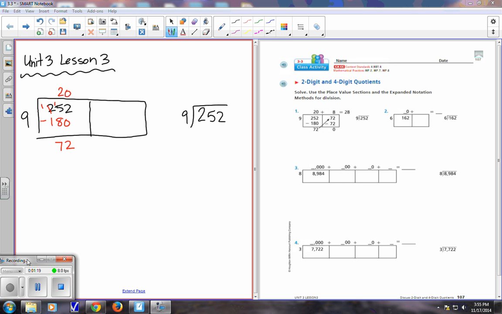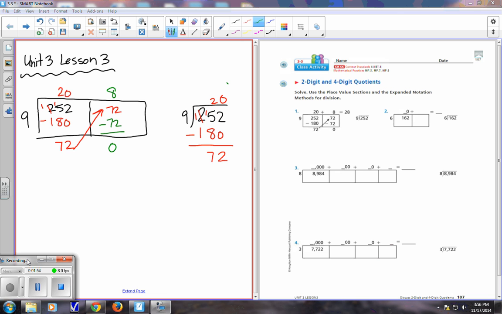Get 72. If I was doing the same thing with the expanded notation, I would put my 0 here, my 2 here, 180, 272. I'm going to move that to the top of this next section. Now I'm just talking about ones. So 72 divided by 9 is an easy one. That's 8.